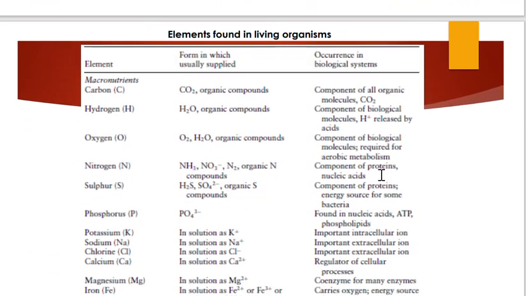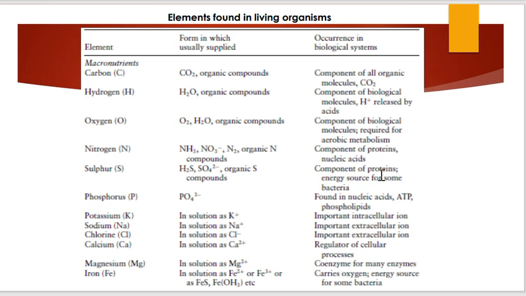So we have here the different elements found in living organisms. We have discussed carbon, which is usually supplied as carbon dioxide and other organic compounds. Okay, so it is a component of all organic molecules, especially carbon dioxide. Apart from carbon, we also have hydrogen, in hydrogen peroxide as well as different organic compounds.